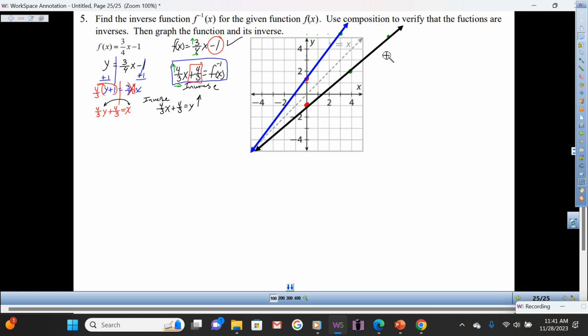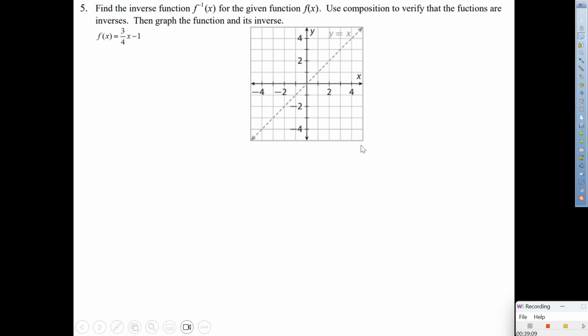When one of them is going in that direction, the other one that direction, if we take this dotted one, it makes like a mirror image. You guys see the mirror image? Yes? All right. That was number 5. Let's go to number 6.